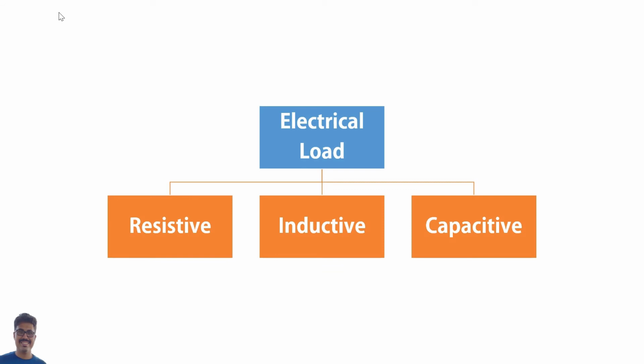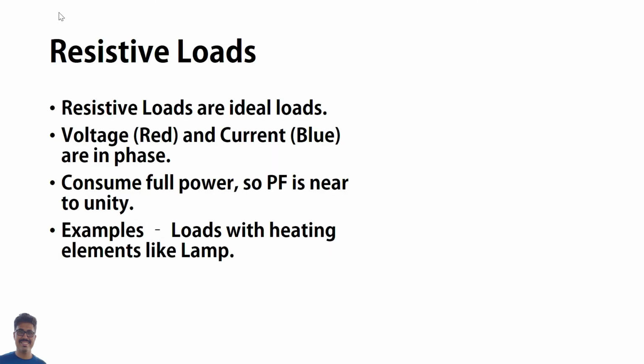Electrical load can be of 3 types. We can classify load into 3 types: resistive, inductive and capacitive. So what is a resistive load? Resistive loads are ideal loads. They consume full power, so the power factor is unity.